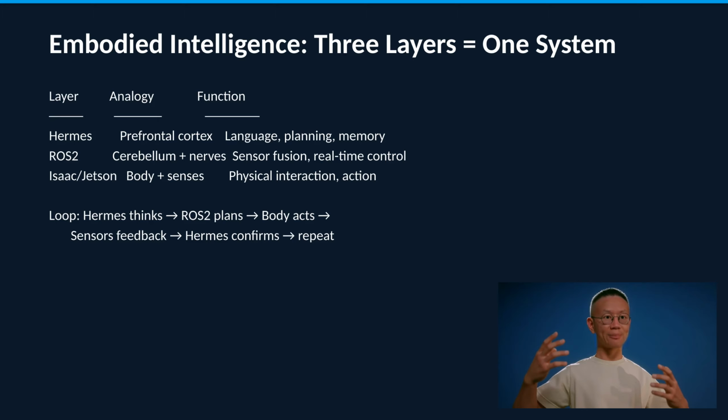Hermes corresponds to the prefrontal cortex, handling language, planning, and memory. ROS2 corresponds to the cerebellum and nerves, handling sensor fusion and real-time control. Isaac and Jetson correspond to the body and senses, handling physical interaction and action. The complete loop: Hermes thinks, ROS2 plans, the body acts, sensors feed back, and Hermes confirms.